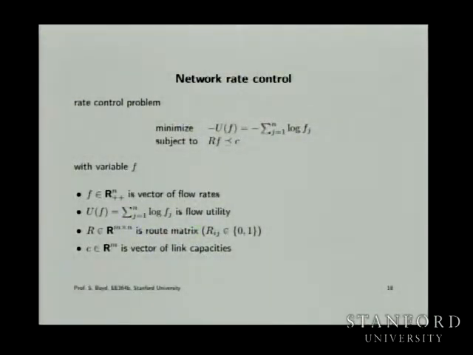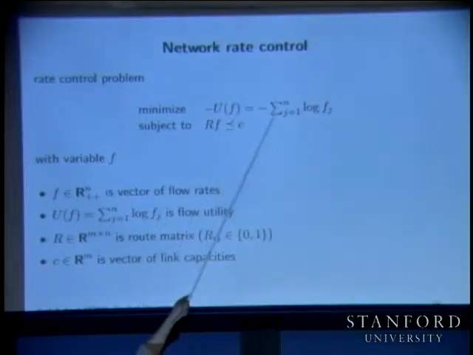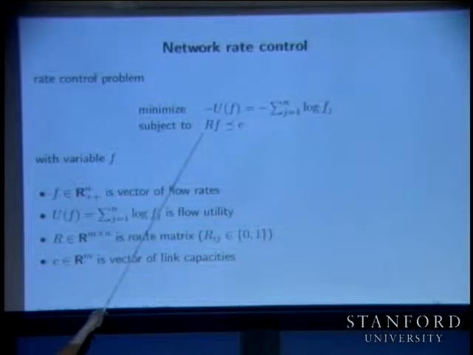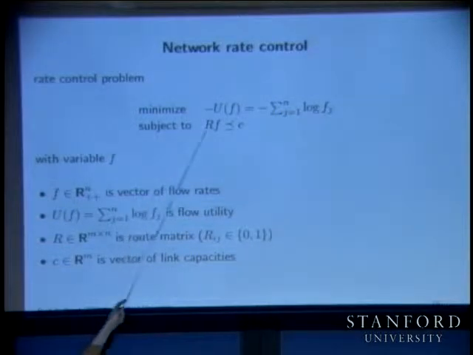So we'll look at network rate control. We've seen this a whole bunch of times, and the problem is this. You want to maximize a logarithmic utility, that is, maximize the product of a bunch of flow rates. I have a matrix R, which has 0, 1 entries, and RF calculates the sum on F. Each row of R gives you the links: it has ones in the places where that flow goes over that link. And then that's a capacity.